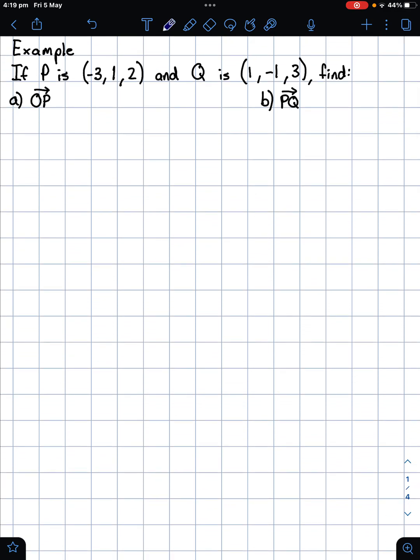If P is this coordinate and Q is this coordinate, let's do them both. We've got OP, and I'm going to use, you'll notice the bracket has changed, because I'm doing that vector notation that's part of our course. Let's just do O to Q at the same time, even though it's not asked for. This is going to be equal to 1, negative 1, and 3.